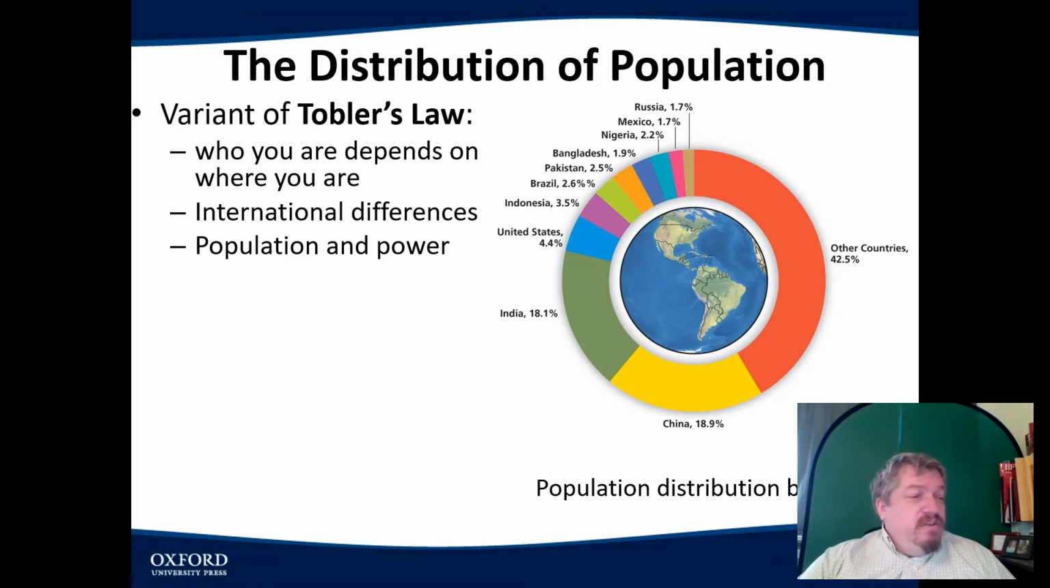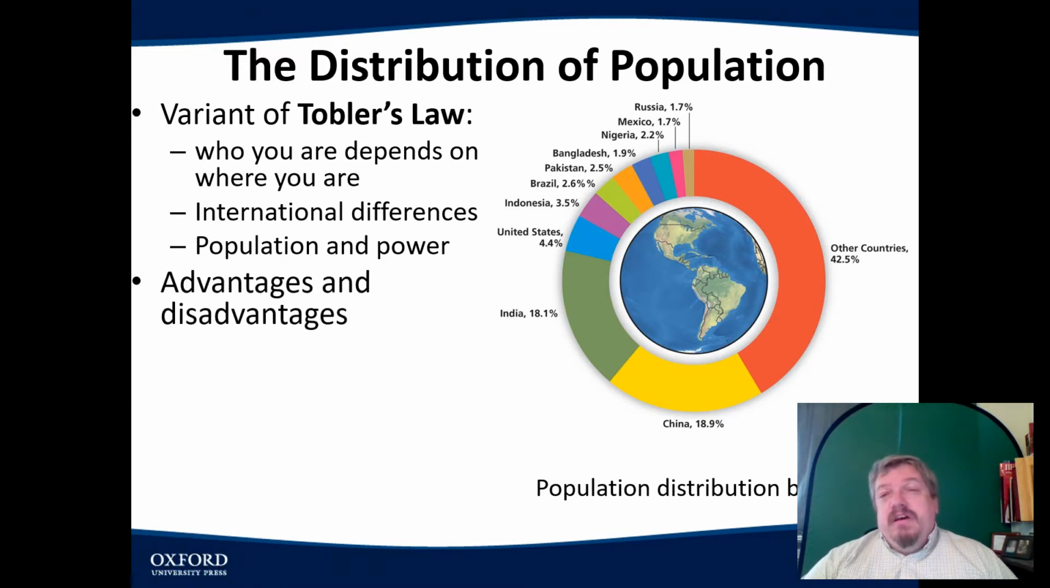Population gives you some definite advantages. Obviously, if you have more people, you can have larger armies. But it also means you can have a bigger workforce, so you can have more manufacturing. You can have a bigger consumer base if you have a mass consumer economy like we do. So those are some advantages, but what are some disadvantages?